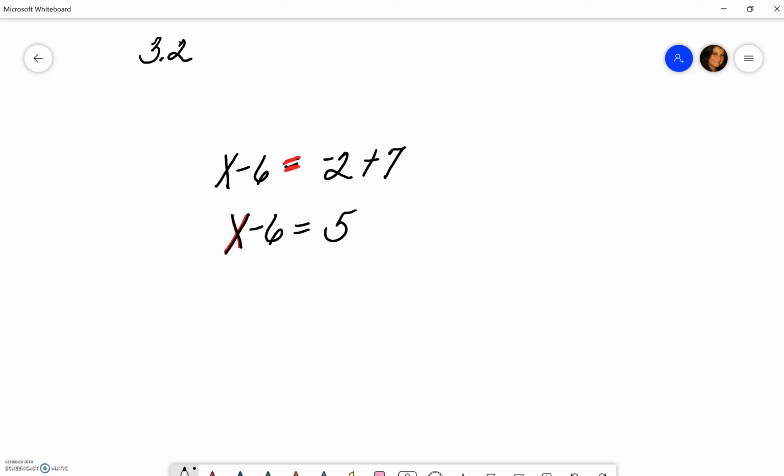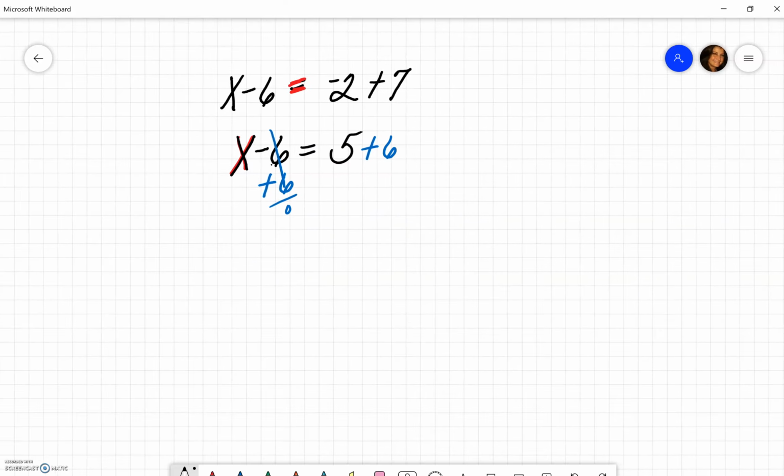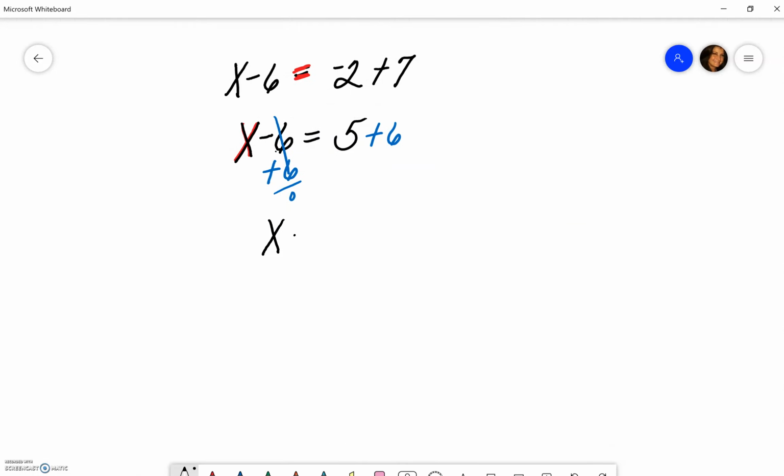All right, now that we've handled that, I'm going to go ahead and get this 6 over to the right side. And the rule states if we add this to one side, this will end up zeroing out. And what you do to one side, you must do to the other. So if I rewrite this equation, it's x equals 11. And that's your final answer.